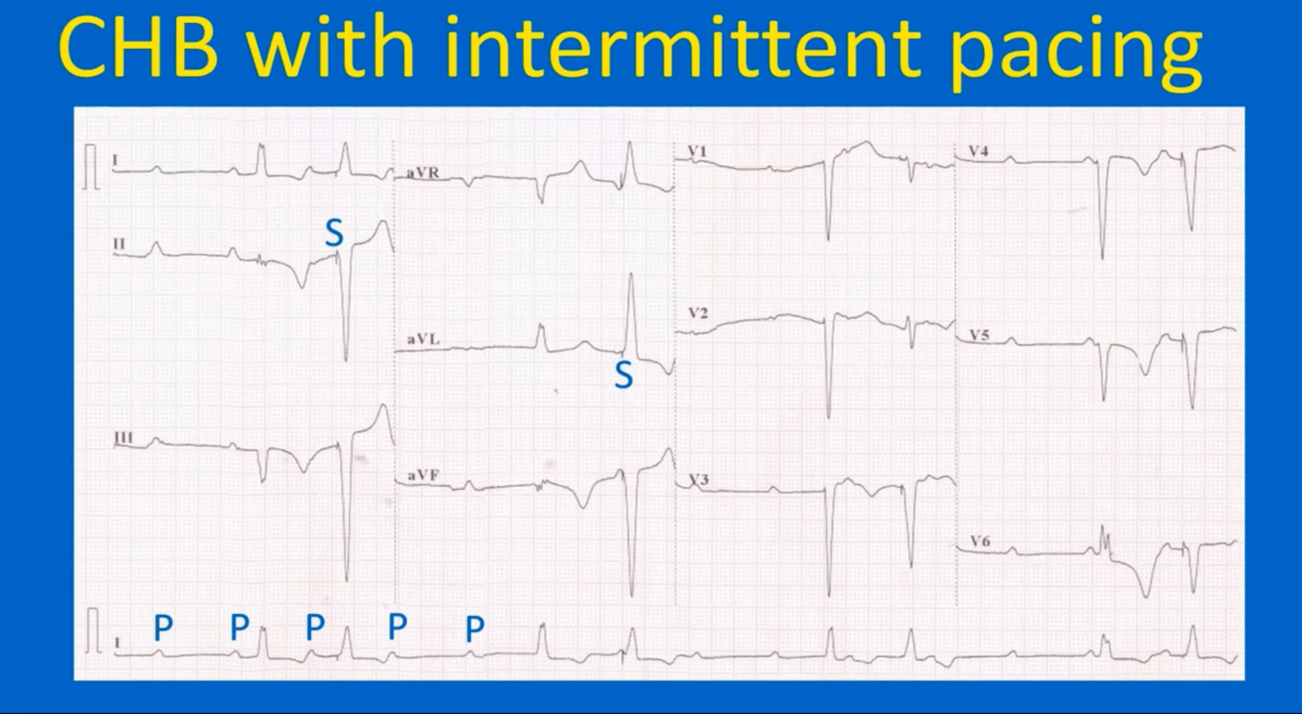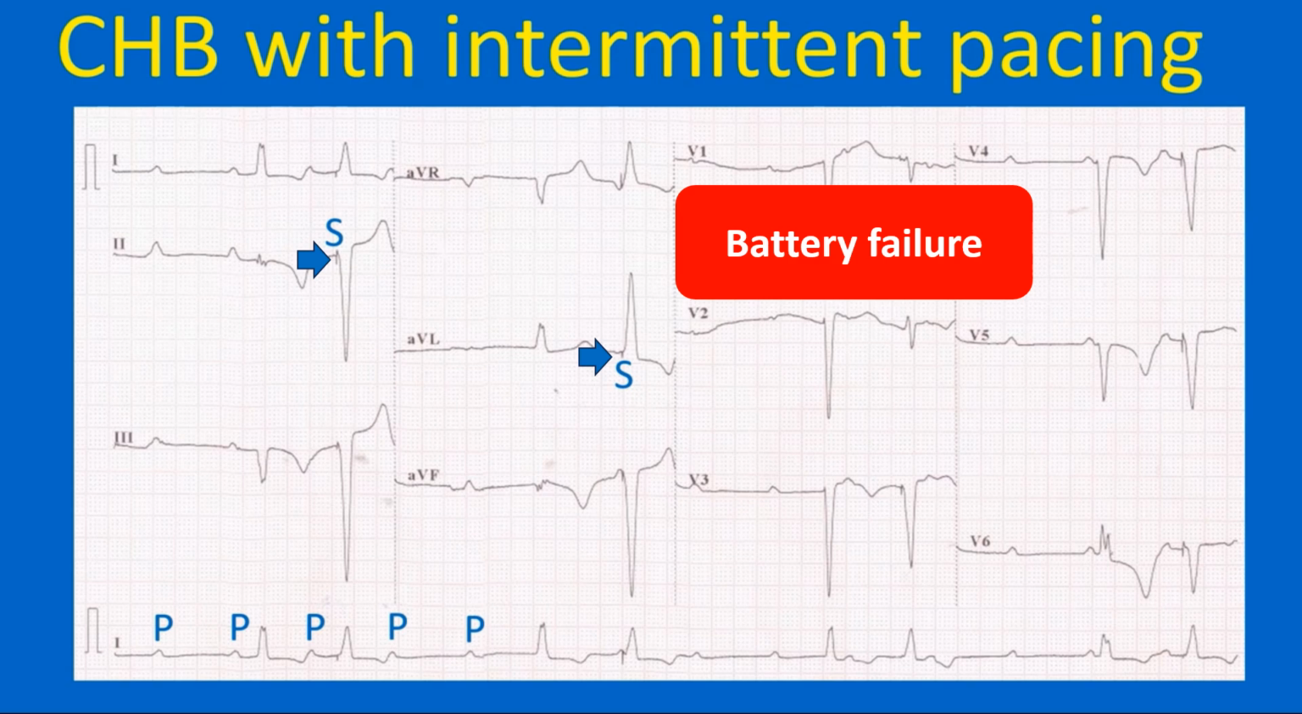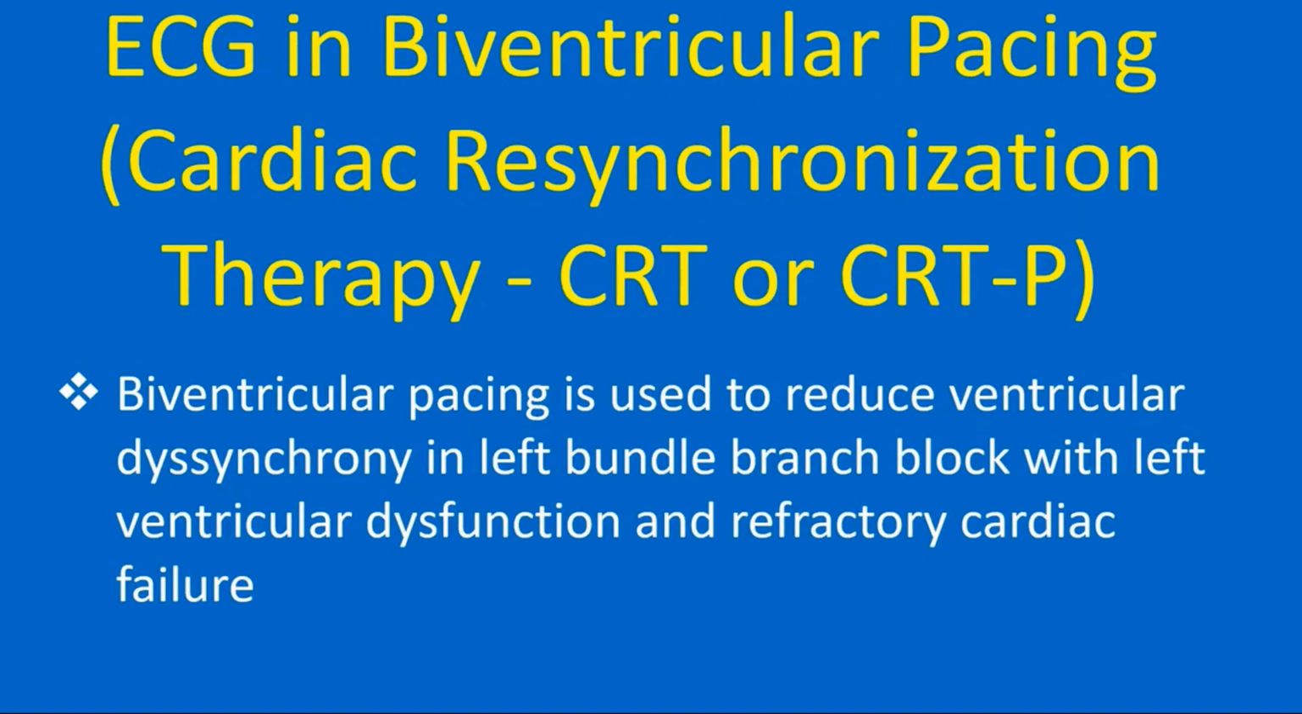ECG showing complete heart block with wide QRS escape rhythm and a few paced complexes with pacing artifact immediately preceding the QRS complexes. Independent P waves are also seen. In this case, the intermittent pacing was due to battery failure of the pulse generator and a pulse generator replacement was needed.